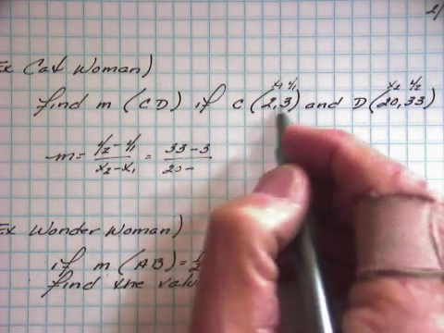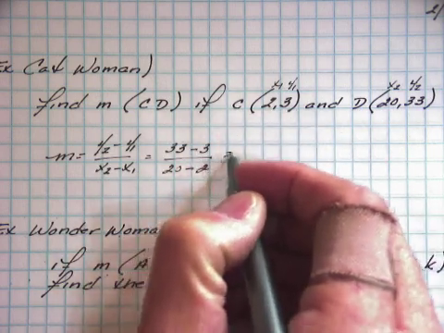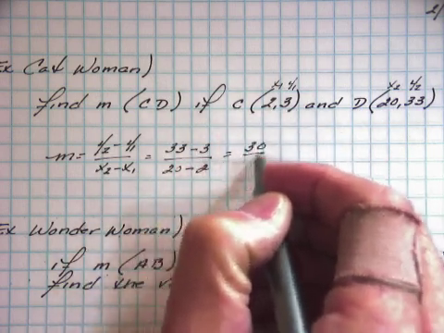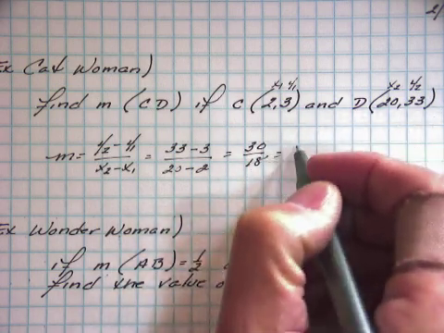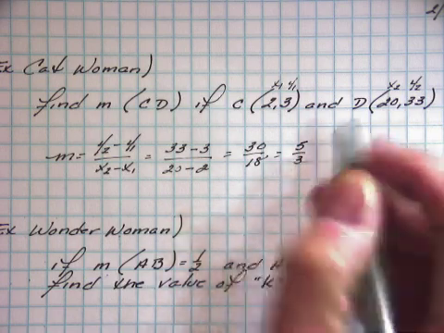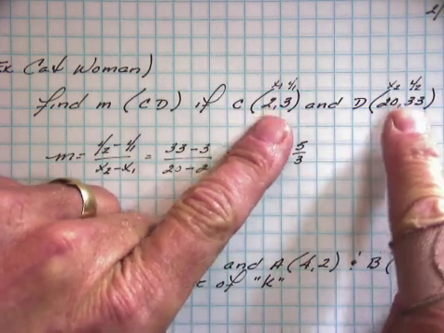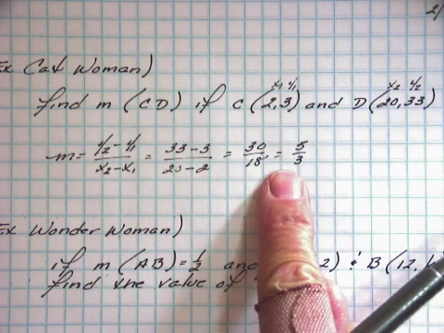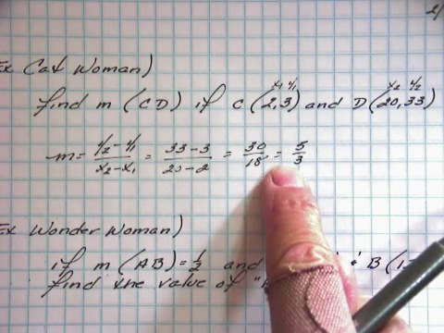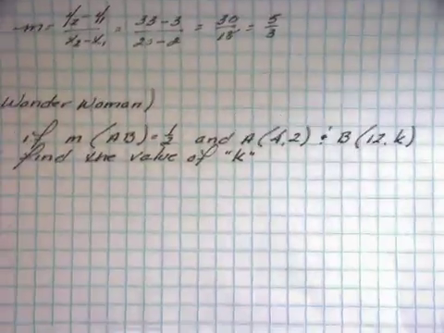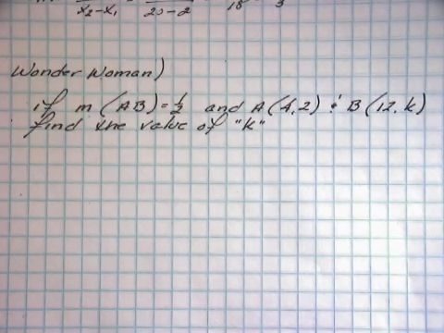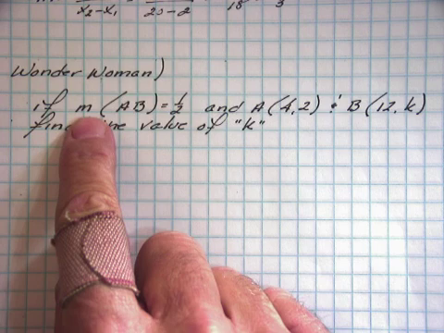Y sub 2 is 33 minus y sub 1 is 3 over x sub 2 is 20 minus x sub 1 is 2. So you've got 30 over 18, which we all know we can reduce by dividing everything by 6. We've got 5 over 3. So the slope of any line plotted between these 2 points is exactly 5 over 3. Rise of 5, a run of 3.